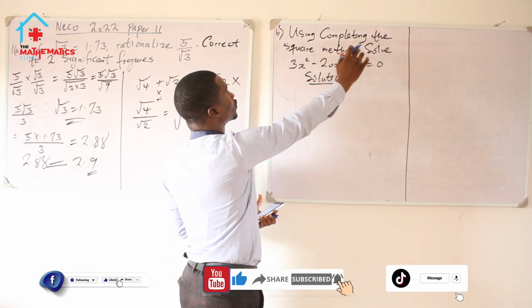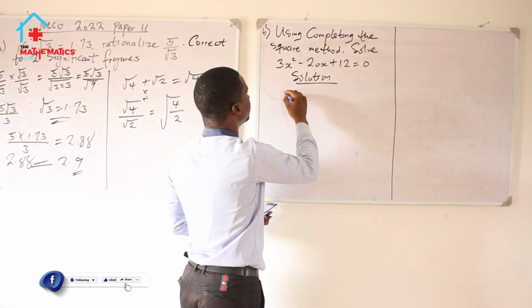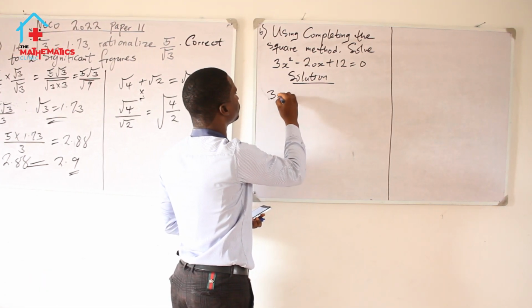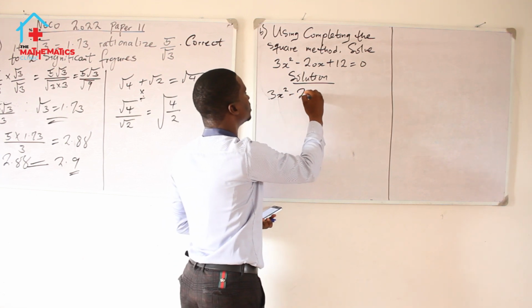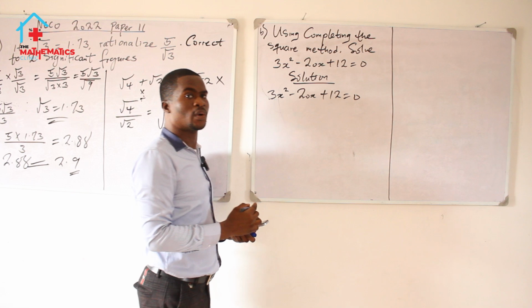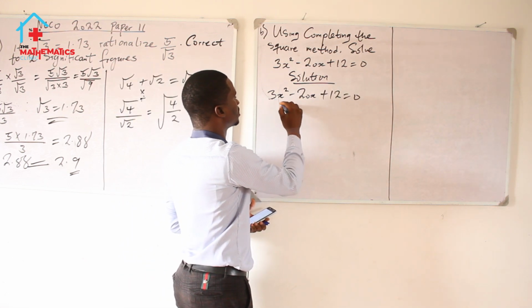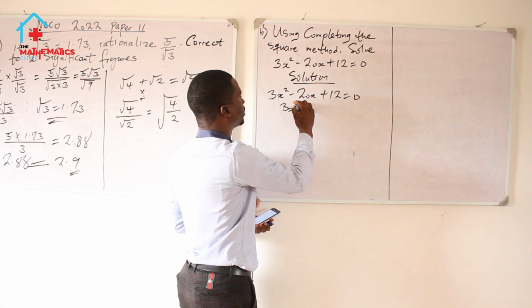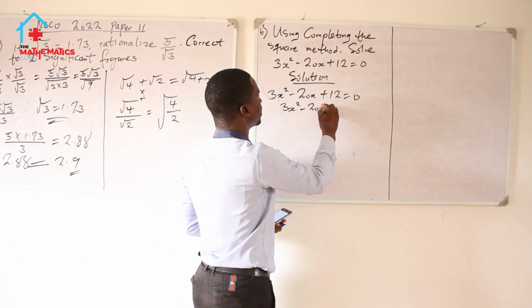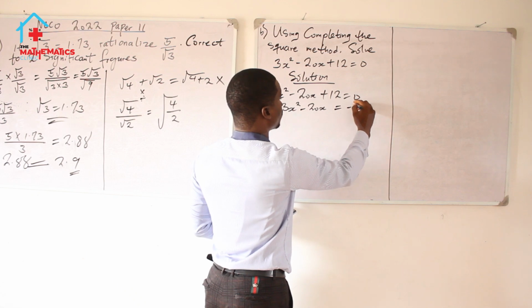Now, using completing the square method, solve 3x squared minus 20x plus 12. So you have 3x squared minus 20x plus 12 equals 0. Okay, I like to first of all move the constant to the other side. That's 3x squared minus 20x. This is going there, it's going to turn to minus 12, right?